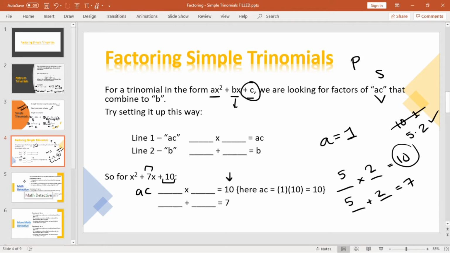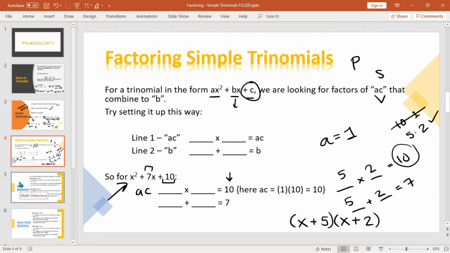And when we put that into factored form, we're just going to write x plus 5, because that's a factor we found, and x plus 2. There's our second factor. And if we go back and expand these using FOIL, guess what we're going to end up right back at? x squared plus 7x plus 10.